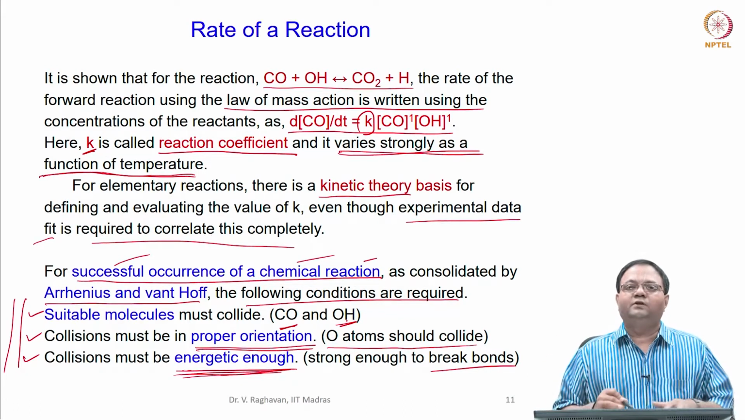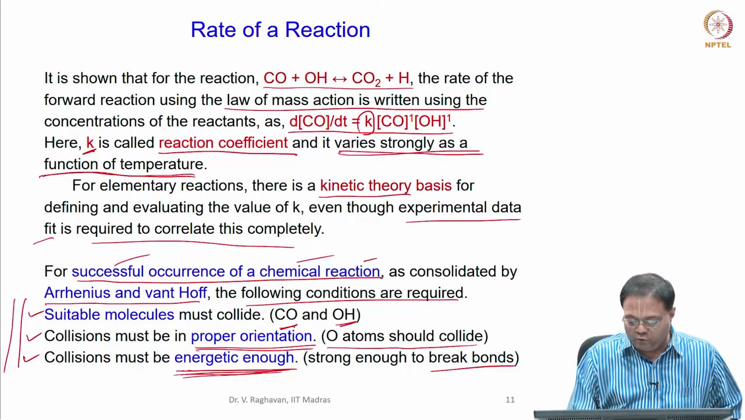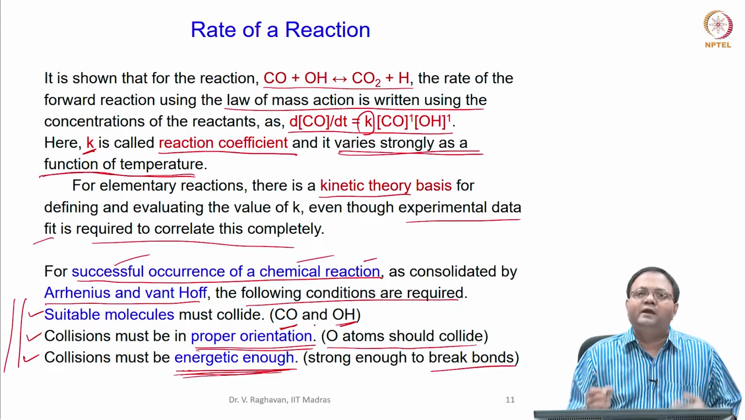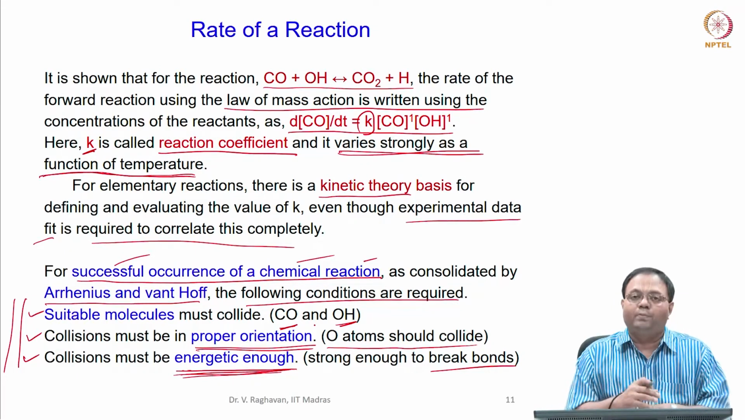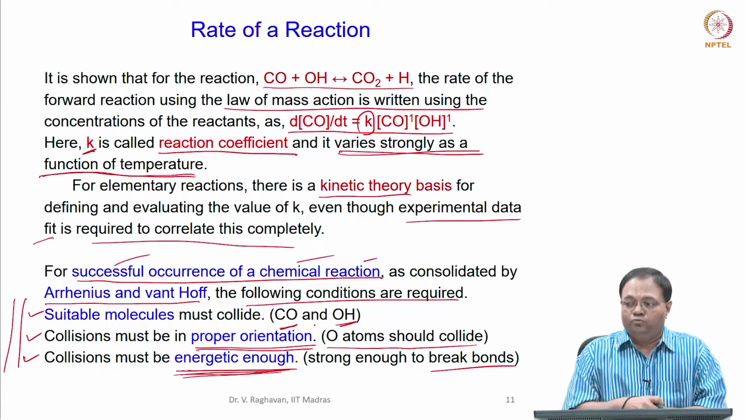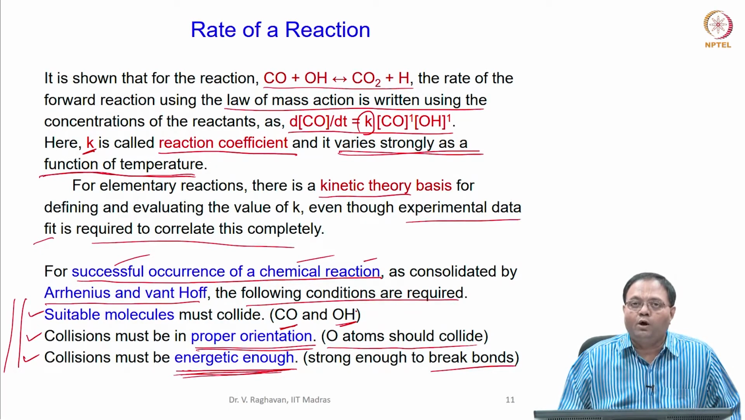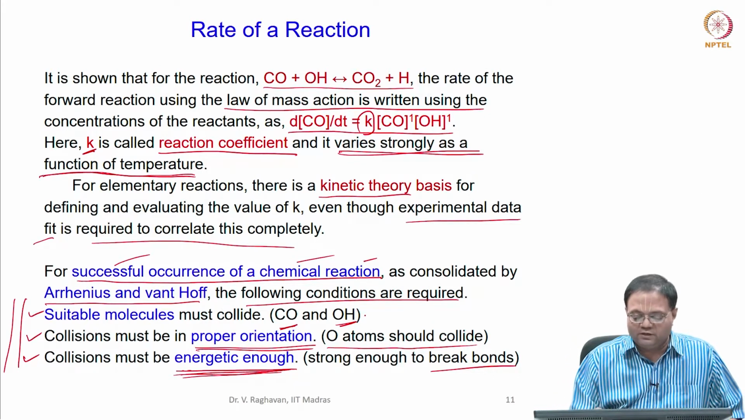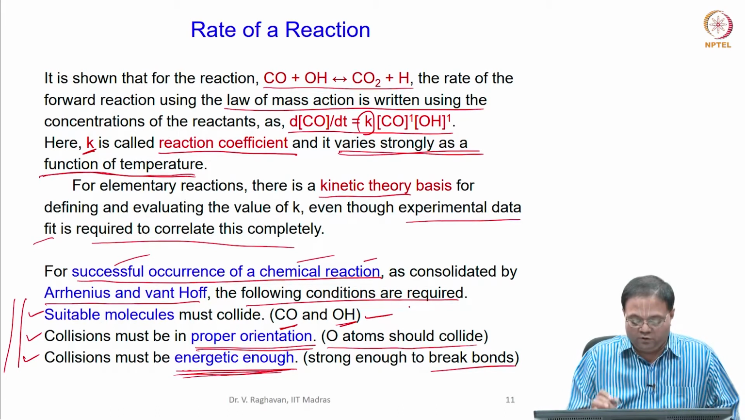So, several molecules are present in this system, correct. Only appropriate molecules should collide with each other. So, CO and OH should collide. That means the concentrations of these two should be sufficient for the collision to occur in a proper way. If the concentration of one of them is very low, then this reaction will not trigger. So, the concentrations of CO and OH should be sufficient for triggering this reaction. Suitable molecules should be available at suitable levels of concentration.